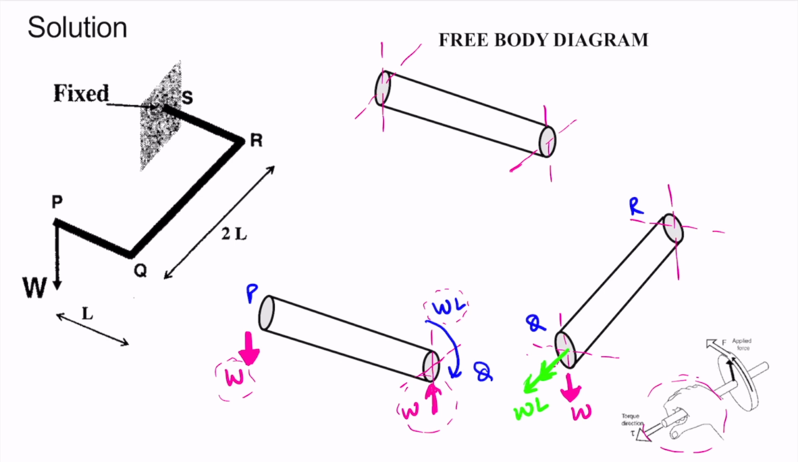Now let's move towards point R. Since it is having W load downward, R point will be having W load in upward direction, so it will be W here. There will be a torque or twisting moment in the outward direction, opposite to what it was at point Q, so it will have a magnitude of WL. Moreover, due to this load W, there will also be a bending moment here, which will be in this direction, and the magnitude of the bending moment will be 2WL.